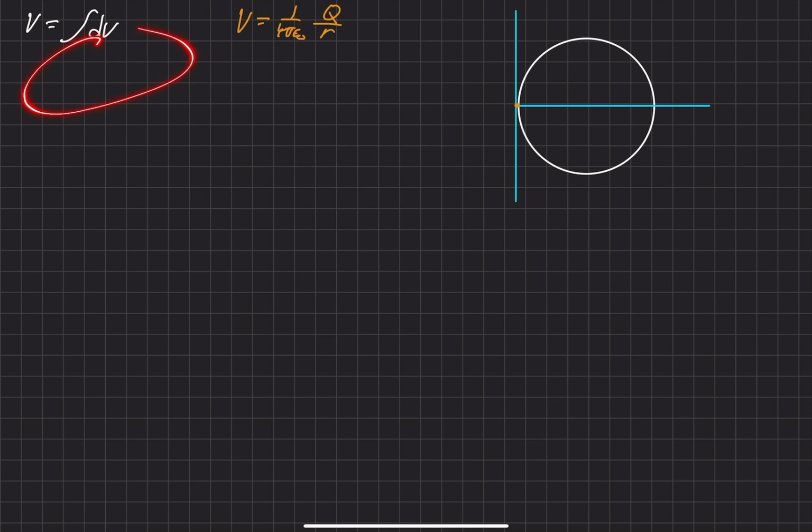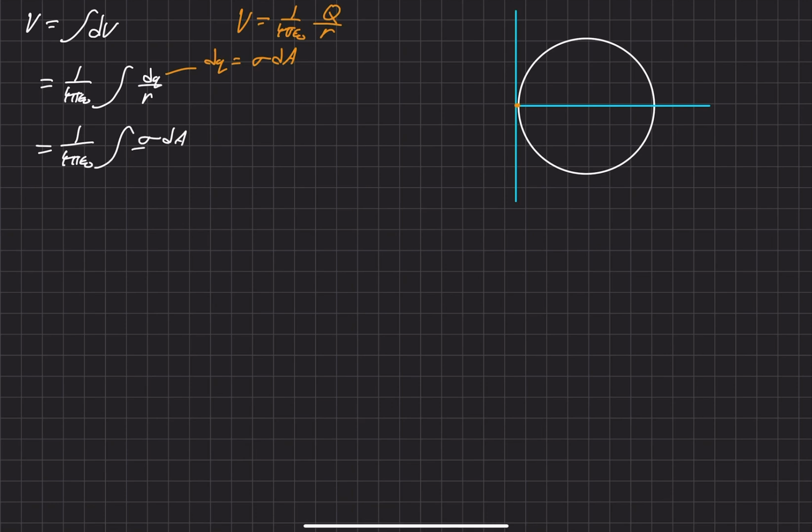And the way that looks is what I'll write here. We'll turn that into an integral form: V equals 1 over 4 pi epsilon naught, integral of dq over r. And of course, as you might have guessed, we can represent our dq in terms of things that we were given, such as sigma and dA. So we'll make that substitution: 1 over 4 pi epsilon naught, integrate over sigma dA over r.